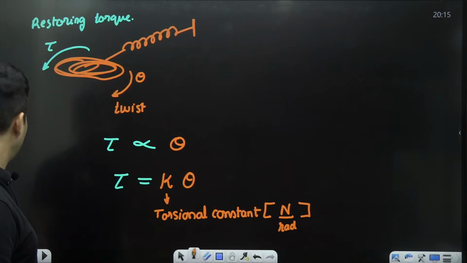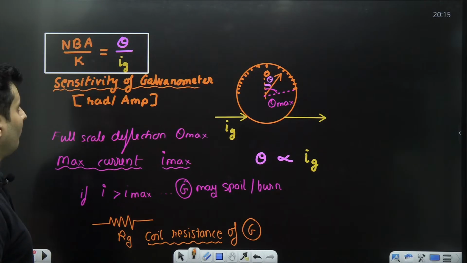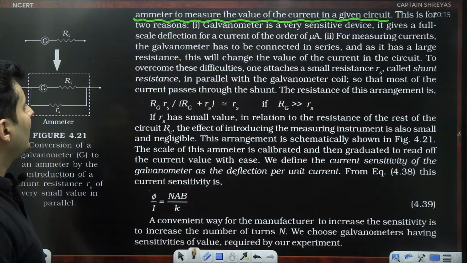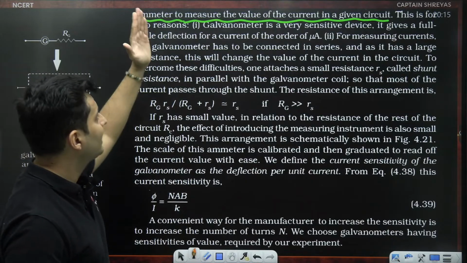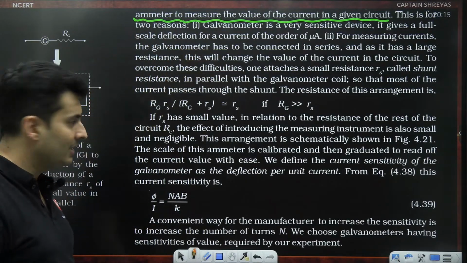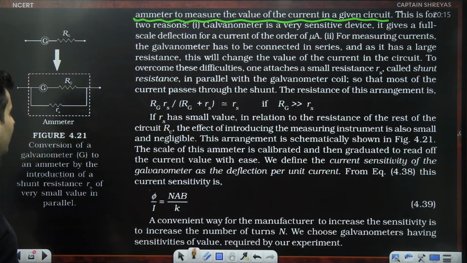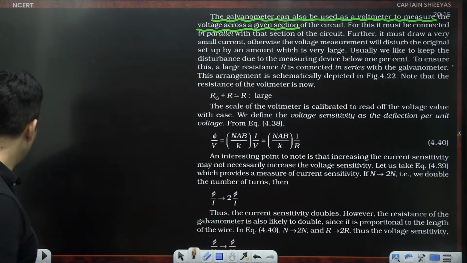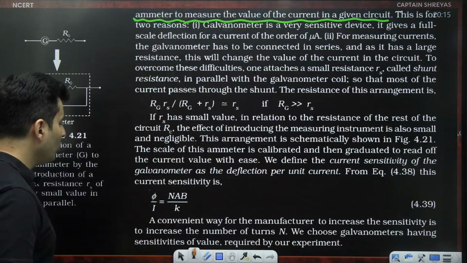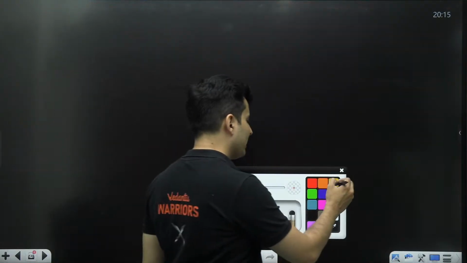Next important thing, it can be also used to measure the value of the current in a given circuit, which is basically an ammeter, and the second usage is as a voltmeter. So what is this? How do you use it as an ammeter versus a voltmeter?